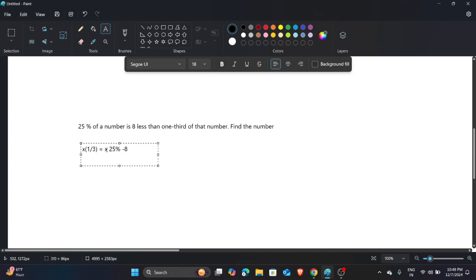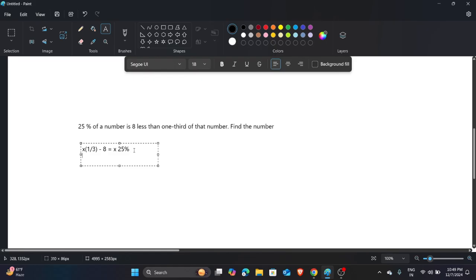It is saying 8 less. When we say 20% of the number is 8 less than the one third, the 8 less also goes here. This is the thing we have to do: we have to solve this equation. I converted this word problem into this equation. So if I solve this, we get the answer.